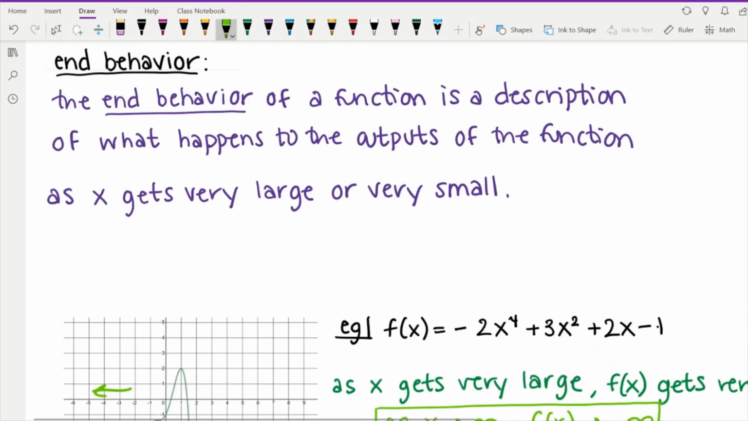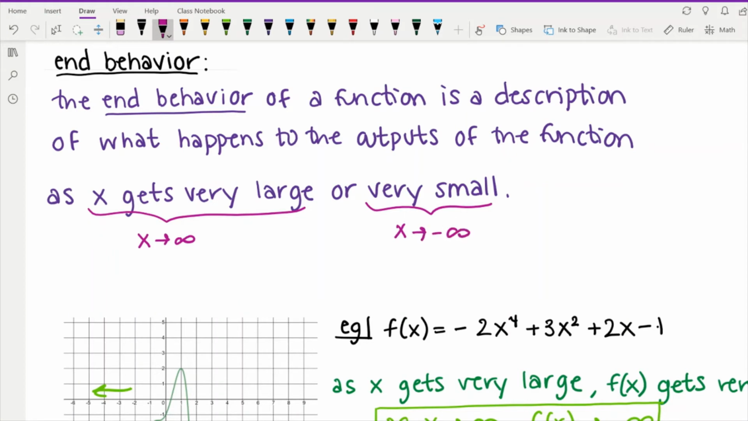So when we talk about x getting very large, we describe that as x approaches infinity. And when we talk about x getting very small, that would be x approaches negative infinity. And then when we talk about what happens to the outputs, that's either f of x approaches infinity or f of x approaches negative infinity. It depends on what your graph looks like.